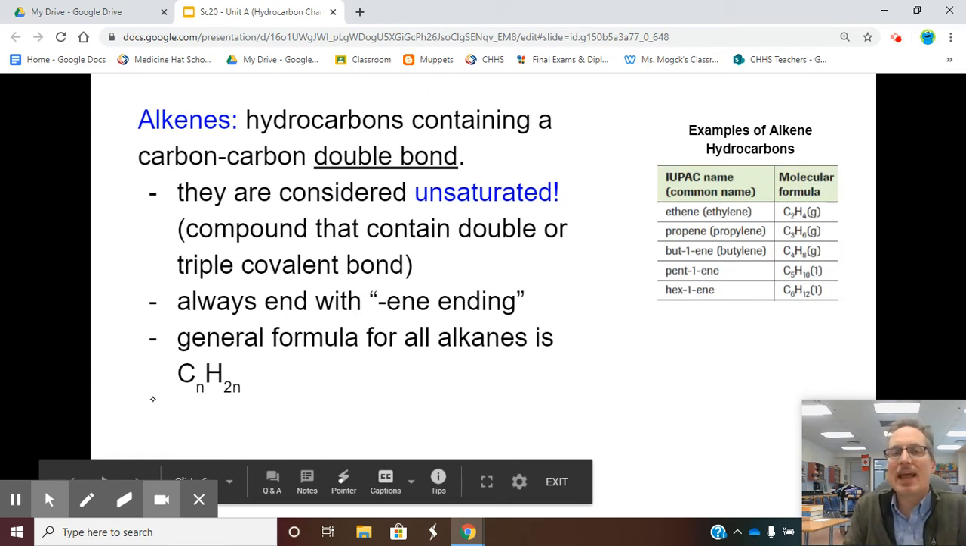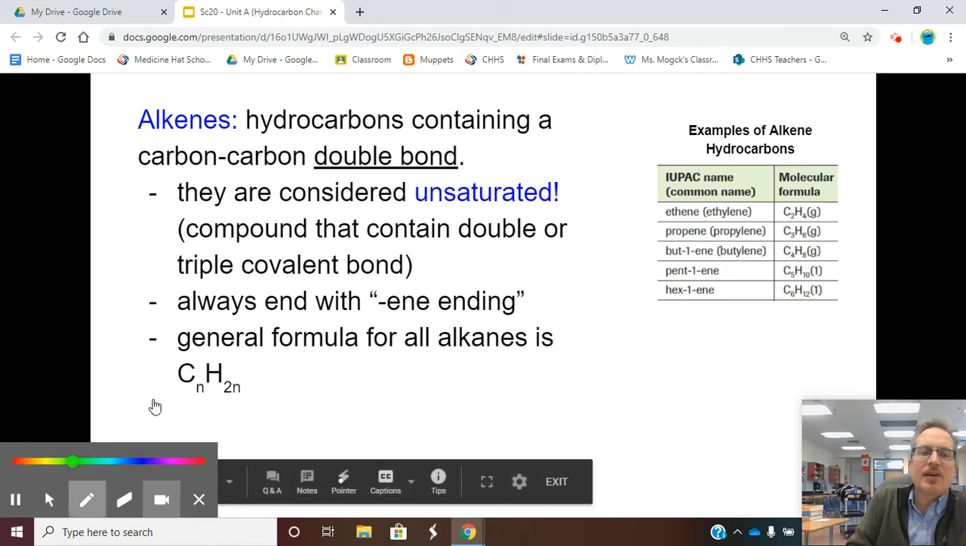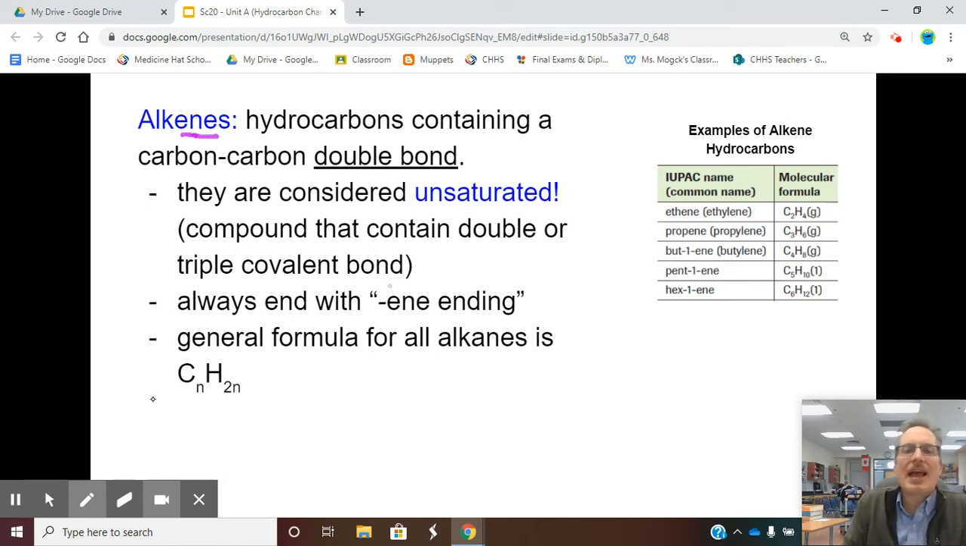Okay, besides alkanes, we also have alkenes. Alkenes end with an E-N-E ending. That ene ending tells us there's a double bond. Now, because there's a double bond, I'm going to put it in here. So, two carbons with a double bond. Remember, every carbon has to make four bonds. So this carbon's already made two, so he only has two bonds left. This carbon's already made two, he only has two bonds left.